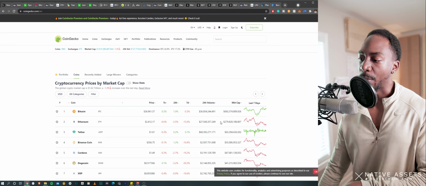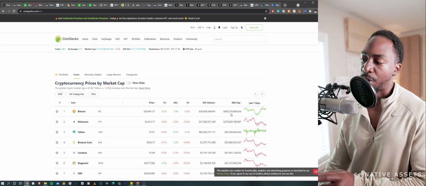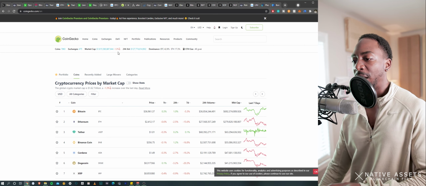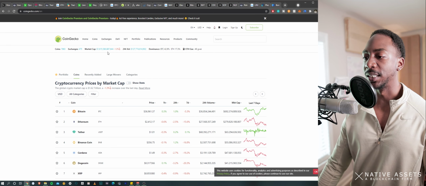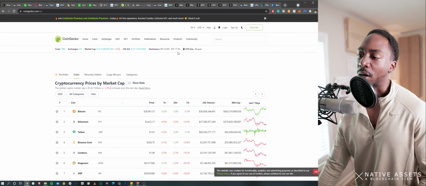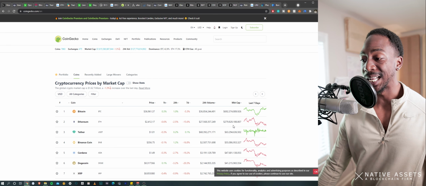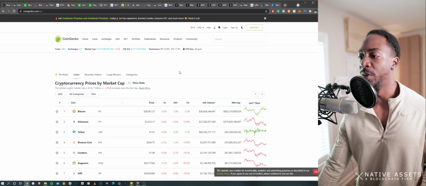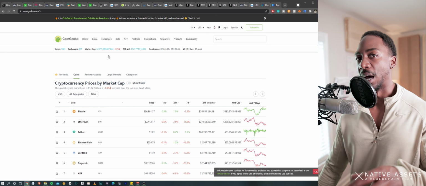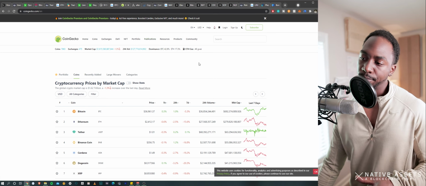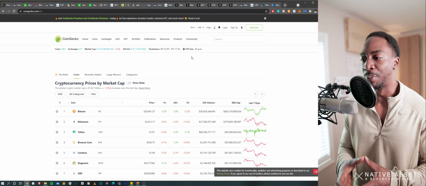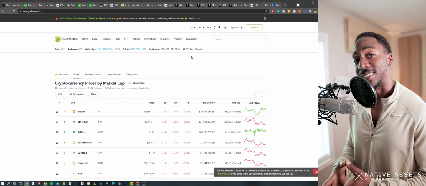So Bitcoin's market cap currently is about $692 billion. That is roughly 43% of all of the market cap of the cryptocurrency industry. And then Ethereum, its market cap, which is about 280 billion at this moment, is roughly 17% of that entire market cap. And the reason that's important is, long story short, when Bitcoin is doing well, its dominance increases.